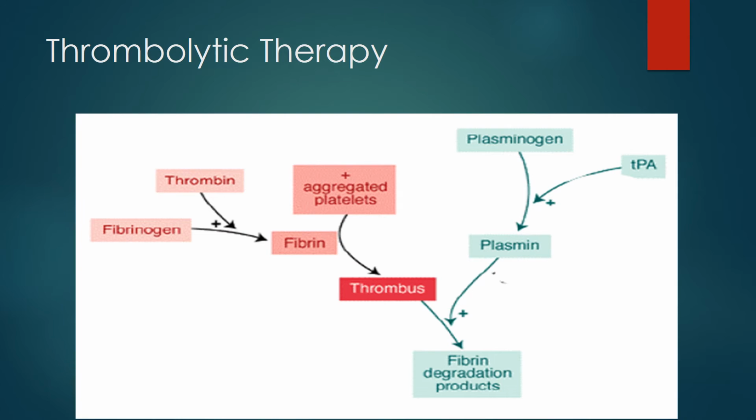On the left side you'll see the ending portion of the clotting cascade with fibrinogen being activated to fibrin by thrombin. You get an aggregation of platelets and thrombus formation. On the right side you see plasminogen being activated to plasmin by TPA, and then you get a degradation of that thrombus and you get fibrin products that may form. So the plasmin is the activated enzyme which ends up degrading that process, and it can only be activated by TPA.